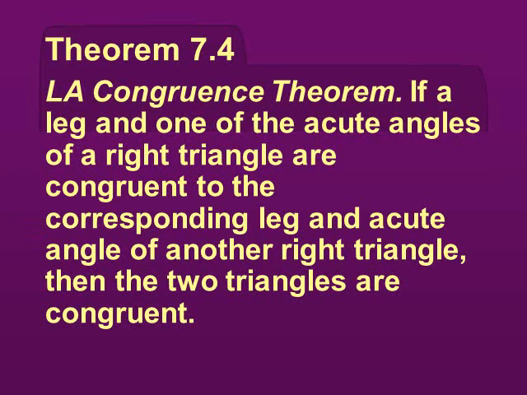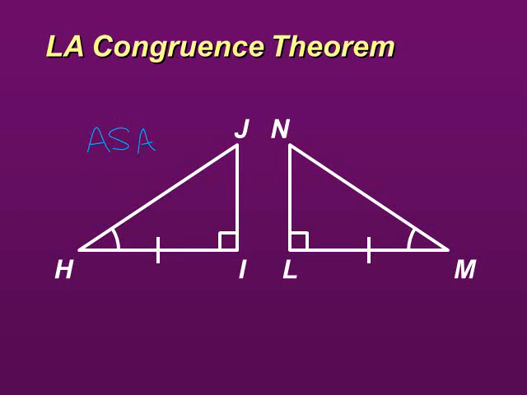Alright, and now we have leg angle. That's what the LA stands for, leg angle congruence theorem. If a leg and one of the acute angles of the right triangle are congruent to the corresponding leg and acute angle of the other right triangle, then the two triangles are congruent. You don't have to write it down, but think about which one that is. Yeah, angle, side angle. So the leg is going to be included between the right angle and the acute angle. That's actually the last of our congruence theorems.